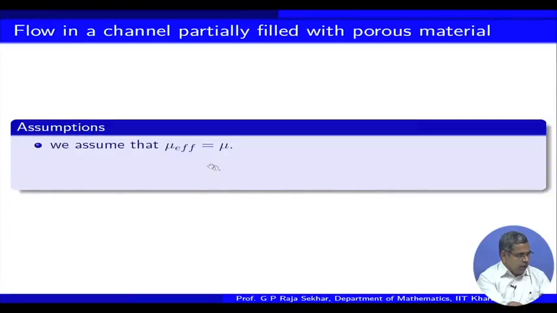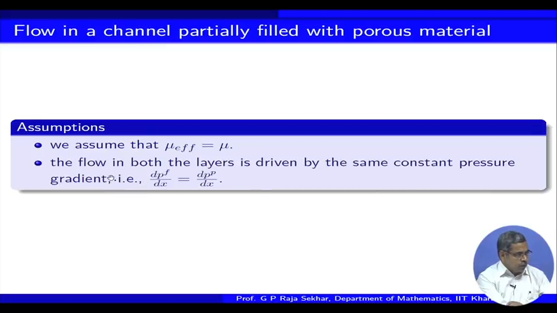Okay. So, this is a major assumption. I will come back to this. I will speak a little bit on what could be the scenario if this is not the case, that is, if mu effective is not equal to mu. Then the flow in both the layers is driven by the same pressure gradient. So, we are assuming this is a common pressure gradient.